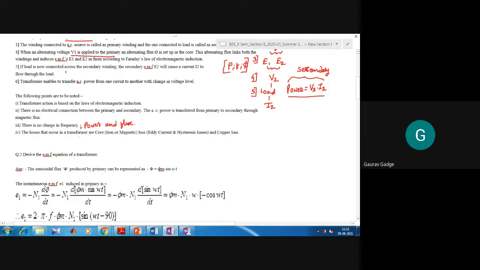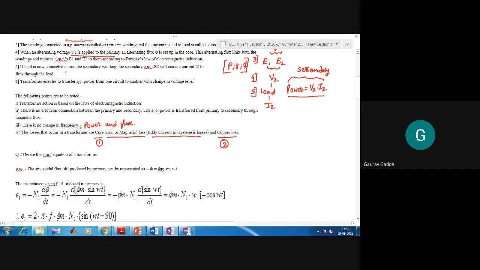Okay. The losses that occur in a transformer. This is another point which we will discuss later on if we get the time. Basically the loss due to iron and magnetism is called core loss. That is classified as eddy current loss and hysteresis loss. So this is the first loss which takes place in the transformer, and the second loss is called copper loss. The loss which takes place in the core is called core loss, and the loss which takes place in the winding is called copper loss. So core loss and copper loss are the two losses.